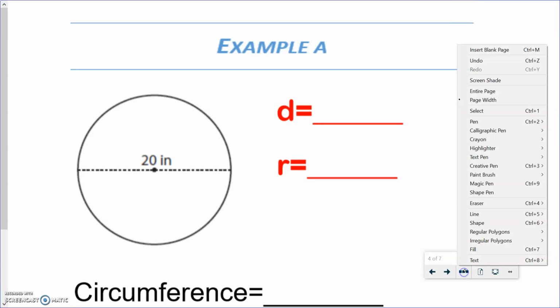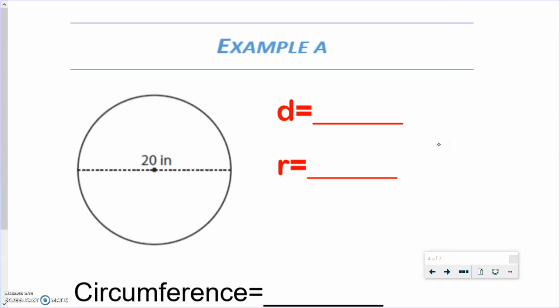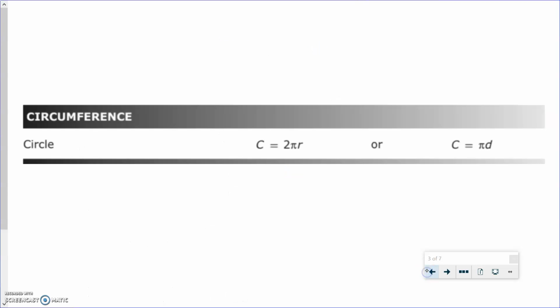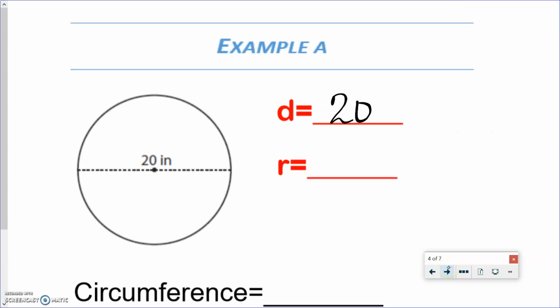I have a circle here, and with this circle, I am given the diameter. I know this is the diameter because the distance goes across the circle through the center. So here my diameter is 20. If I go back and look at my star chart, and you can find this under the resources tab, I know I'm going to use the formula circumference is equal to pi times diameter. And I know that because I was given diameter.